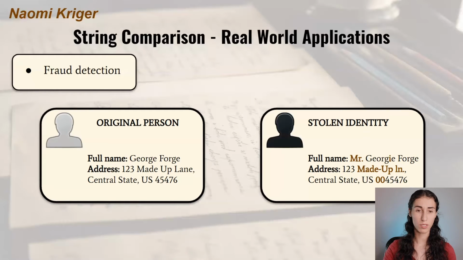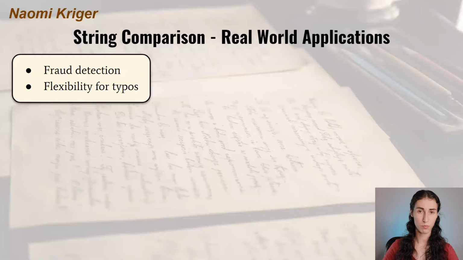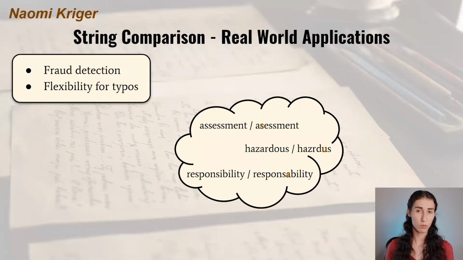Another usage that I want to discuss is flexibility for typos. So let's say that we are developing a guessing game. And in our game, the user needs to guess a word or a sentence, which is practically a string, by typing in free text. So for long enough strings, we would like to have some flexibility because let's say that the user misspelled a character, maybe added one, removed one, or replaced one character with another one.